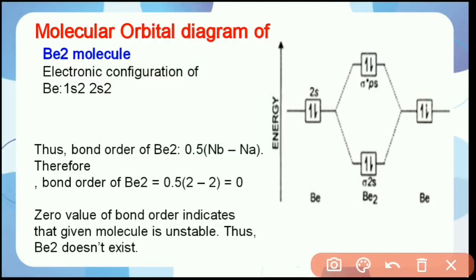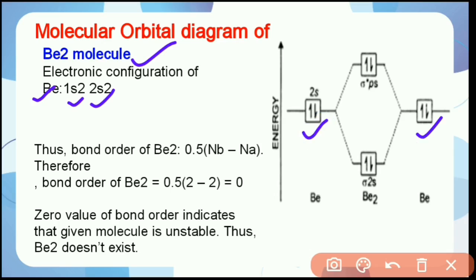Molecular orbital diagram of beryllium molecule. Let's see the electronic configuration of beryllium atom. Beryllium has atomic number 4, so its electronic configuration is 1s2, 2s2. Let's see the MOT diagram for beryllium molecule. Here we take only the valence shell electronic configuration, only the 2s orbital. The 2s orbital has 2 electrons.